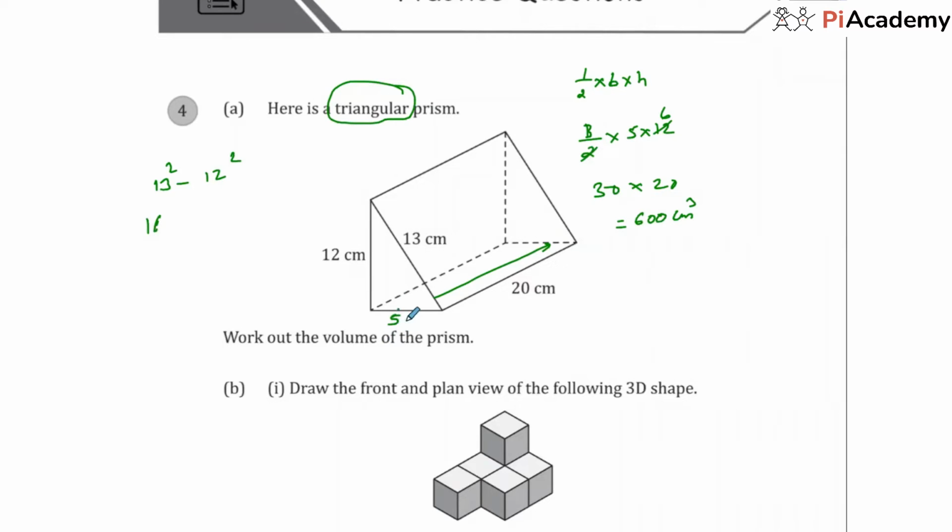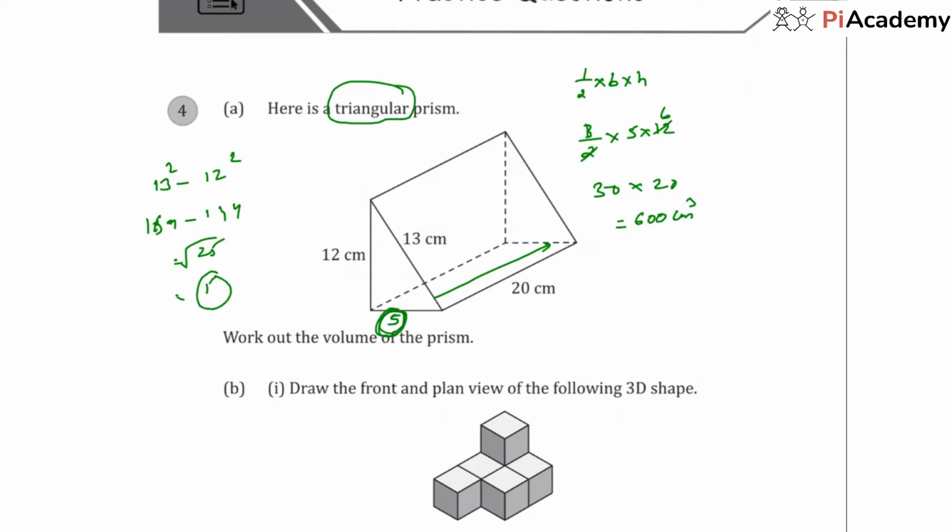You can't find this 5 otherwise. How do you know this 5? I used Pythagoras. It is 169 minus 144, which is 25. The square root of 25 is 5. So that's how I got 5 here. Okay, good question.